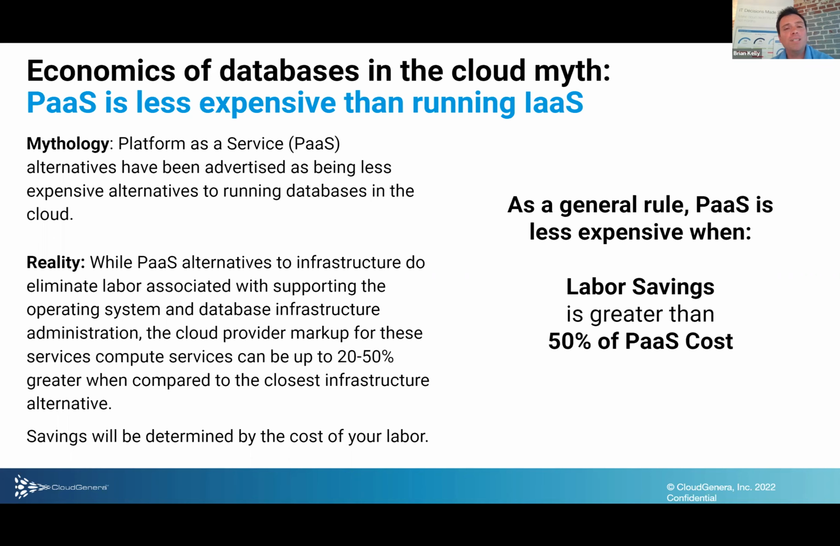So for you to save money with PaaS, that's really going to be determined by the cost of your labor. As a general rule, PaaS is going to be less expensive when the takeout of labor is greater than 50% of the PaaS cost. That's the safest model. Now, of course, pricing will vary in the market. It could be closer to that 20%. That's usually for the smaller database workloads.